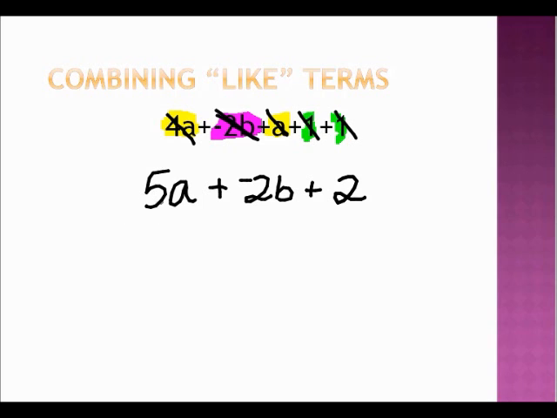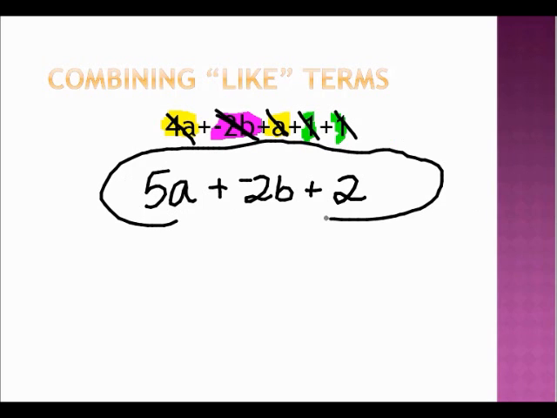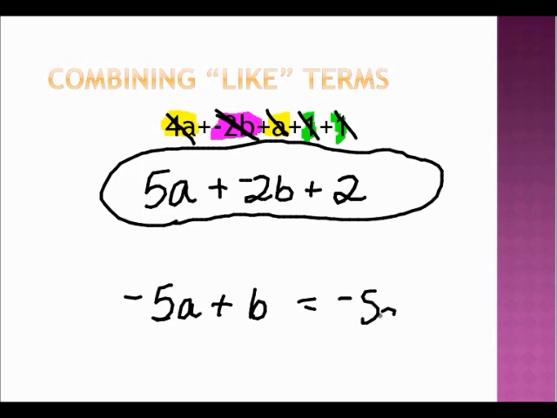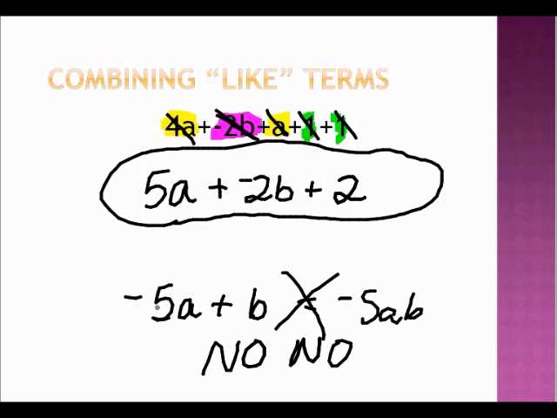So when you're simplifying expressions, this is your final answer here, by the way. When you're simplifying expressions, you have to make sure that you are only combining like terms. Like you can't say negative 5A plus B is equal to negative 5AB. That is not true. Don't do that. You cannot add these two together. You can only add like terms together.